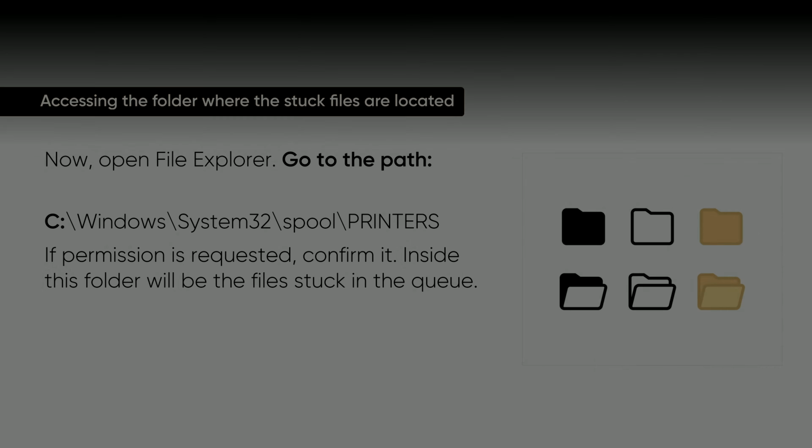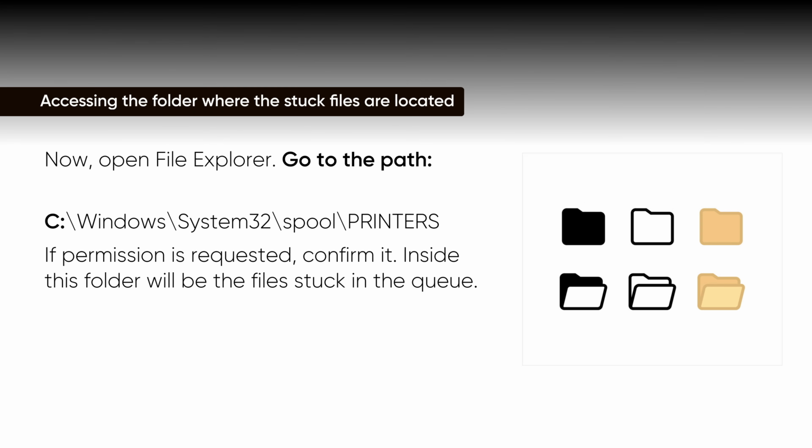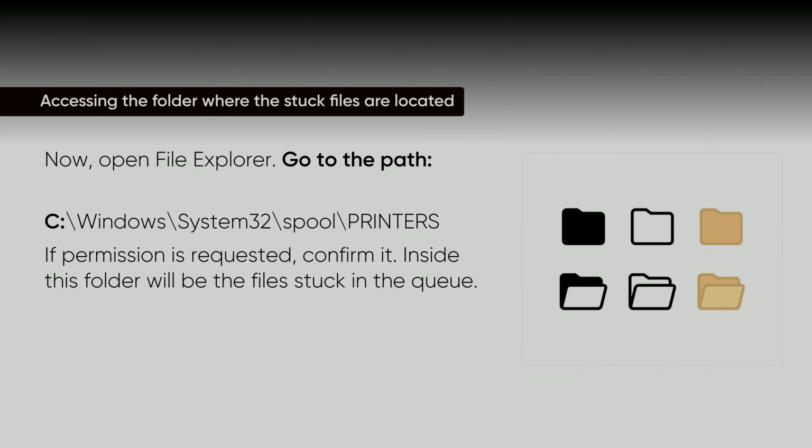Accessing the folder where the stuck files are located. Now, open File Explorer. Go to the path C:\Windows\System32\Spool\Printers. If permission is requested, confirm it. Inside this folder will be the files stuck in the queue.